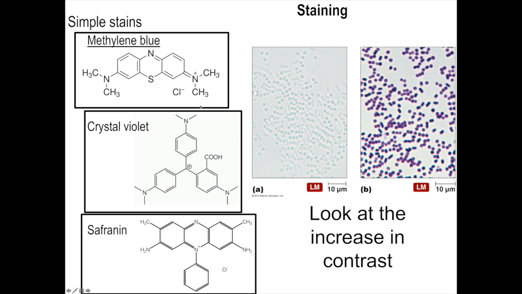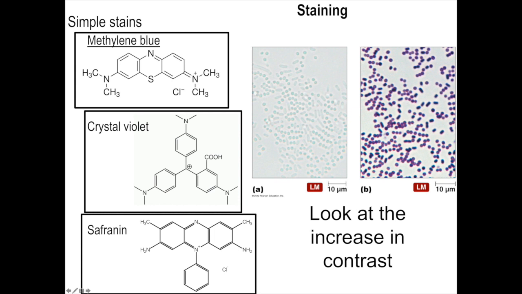So here are three common simple stains: methylene blue, crystal violet, safranin. You'll see that the molecule has a positive charge associated with each one of them, as we just discussed. Methylene blue and crystal violet are blue. Safranin is pink or red. This is a sample that is not stained. This is a sample that is stained.